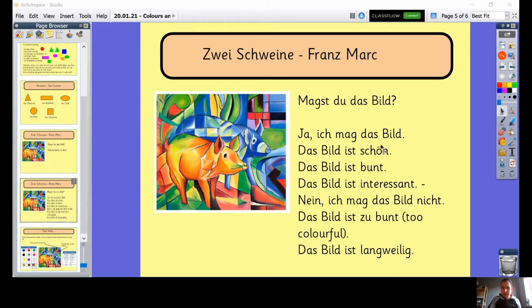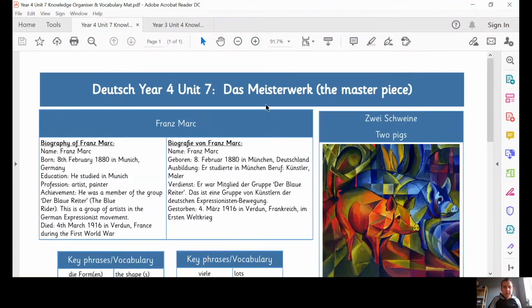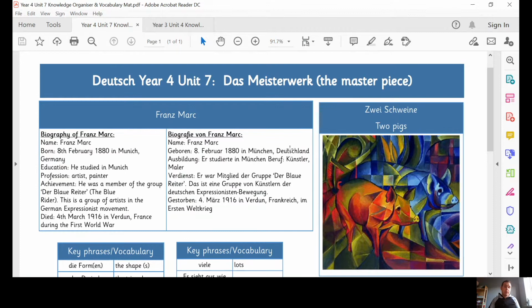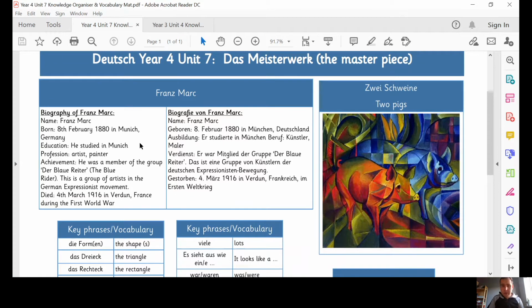So just before we carry on, I'm going to stop sharing this screen here, and I'm going to take you back to our knowledge organizer that we had last week as well. So I think it should be here. Perfect. Okay, let me just make it a bit bigger for you as well. So the unit that we're looking at for our German is called Das Meisterwerk, the masterpiece, by the artist Franz Marc. Now, one thing we said we would do a little bit more of this week would just be to have a little bit more about him as a person and who was Franz Marc.